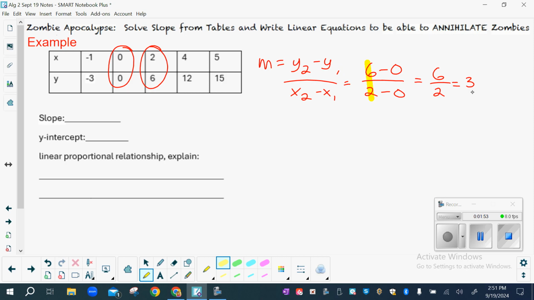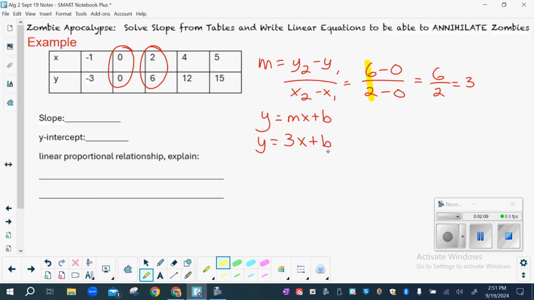Thank you, ladies. So my equation of a line is y equals mx plus b in slope-intercept form. So where do I put the 3? It's the m, so 3x plus b.